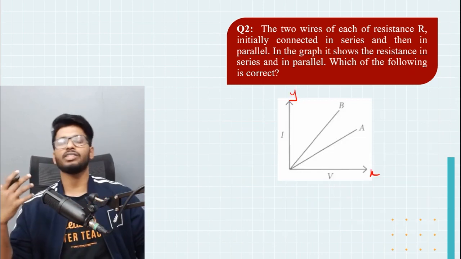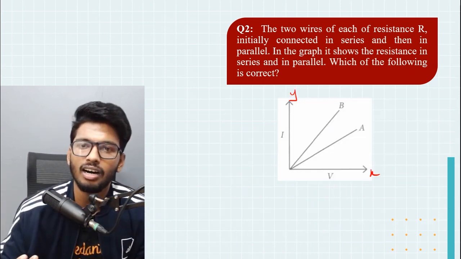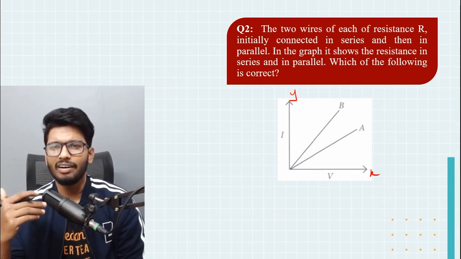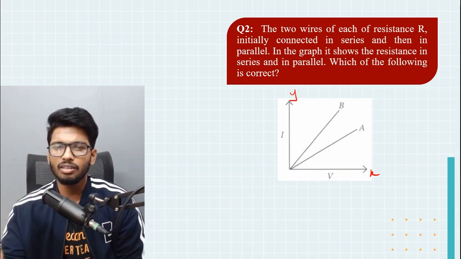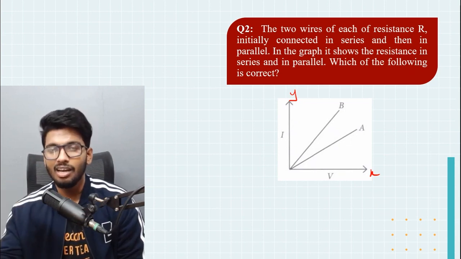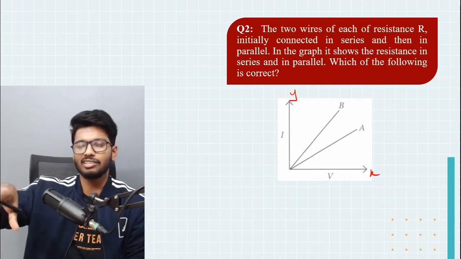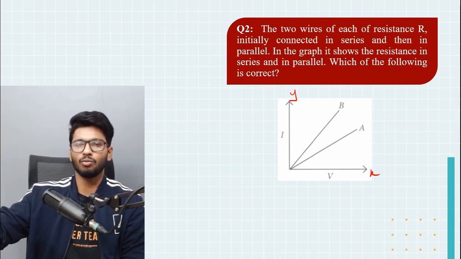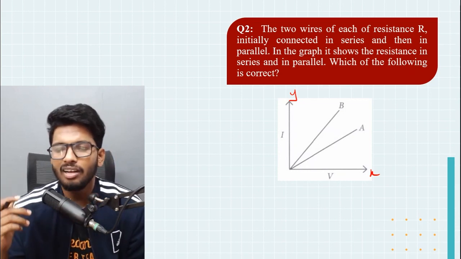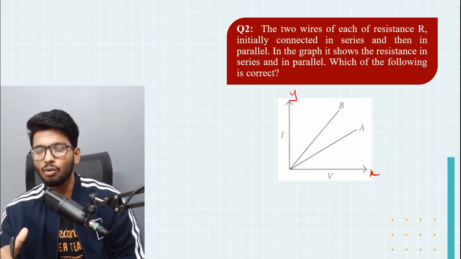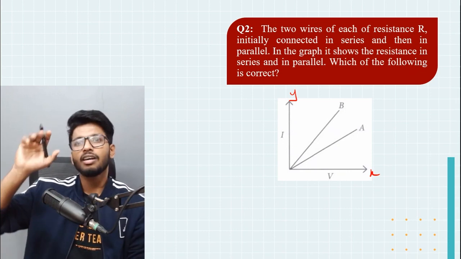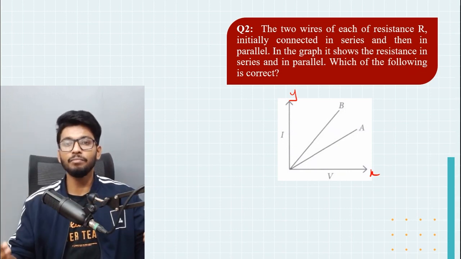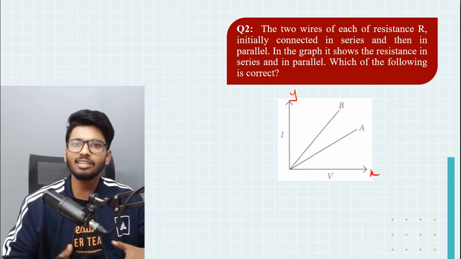See, one thing that we know is that in series connection, the individual resistance gets added up, so the resistance is higher. So as you increase the voltage, the current is not going to be that high. And in parallel connection, because you're reducing the resistance, the current flowing through would be much higher. Why? Because in parallel combination, the equivalent resistance is going to be less than the individual resistance.